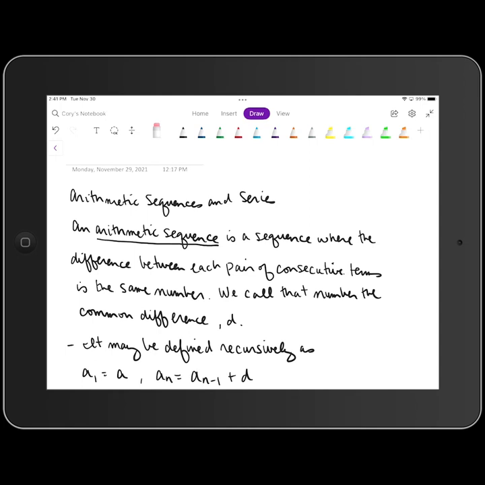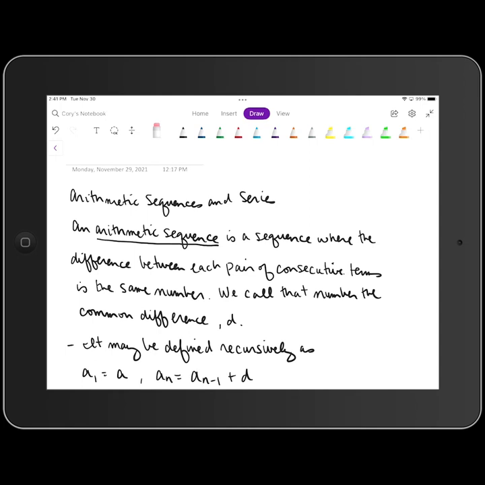Okay, so we're going to talk about how we can find specific terms in an arithmetic sequence. We're going to talk about identifying what the common difference is in an arithmetic sequence. And then we'll also look at adding terms of an arithmetic sequence together to figure out the sum of an arithmetic series. Okay, so let's start with the definition.